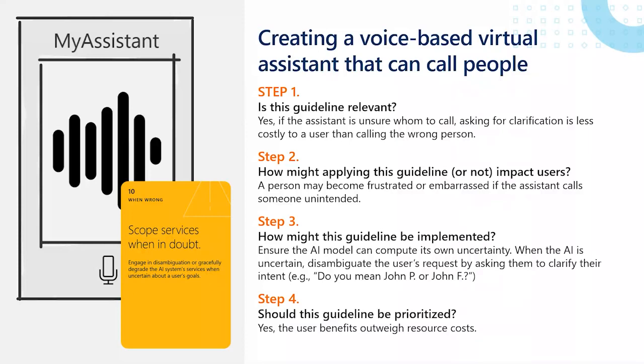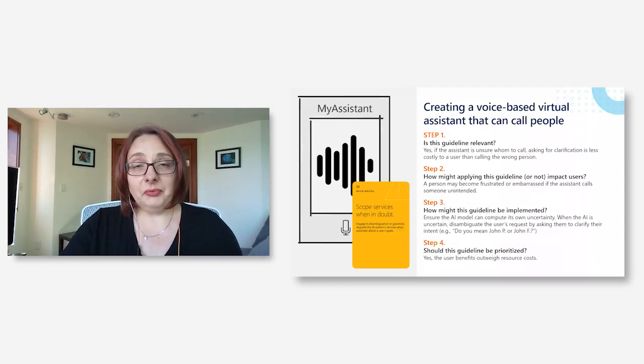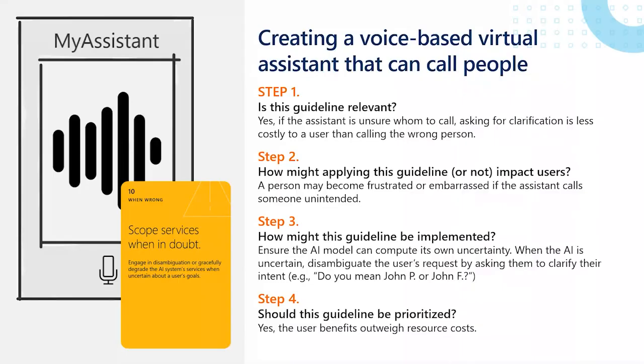Then in step 2, how might applying this guideline or not impact our users? Well, a person may become frustrated or embarrassed if the assistant calls someone that they didn't mean to. In step 3, we brainstorm how this guideline might be implemented. And so here's what might be required. First, the AI model has to be able to compute its own uncertainty. Then, when it is uncertain, it has to act somehow. In this case, we can suggest it could disambiguate the user's request by asking them to clarify whom they intend to call.